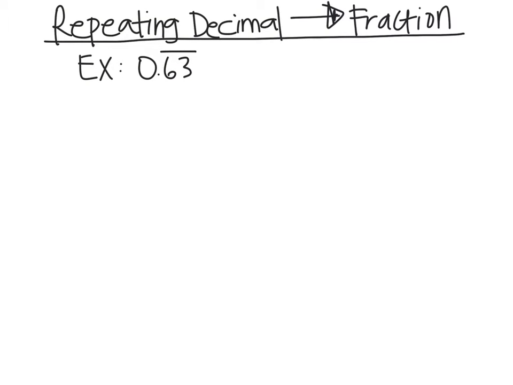So right now I want to go over how to change any repeating decimal into a fraction. Our first example is 0.63 repeating. And we know the bar going over the 63 basically means that the 63 repeats over and over. Looking at this, we see that the last digit underneath the repeating bar is a 3, which is in the hundredths place.